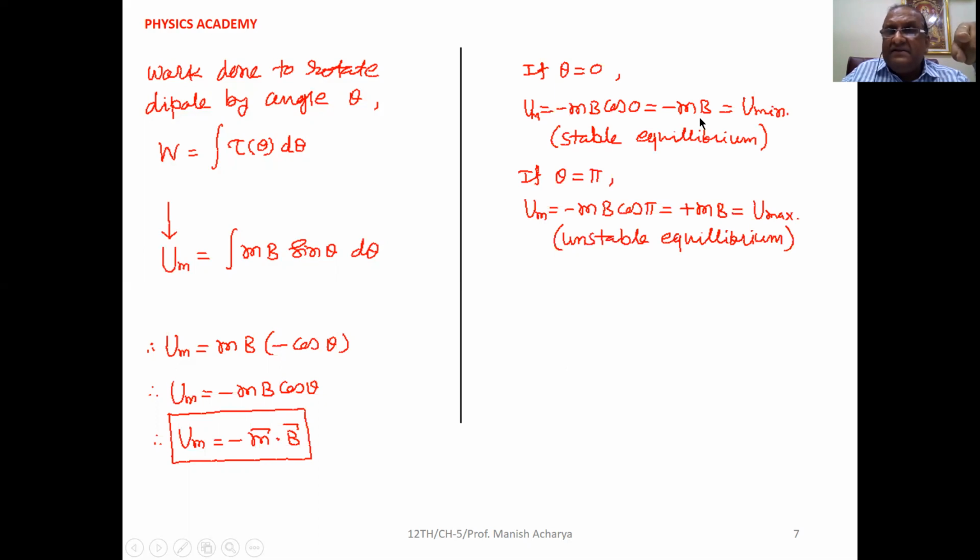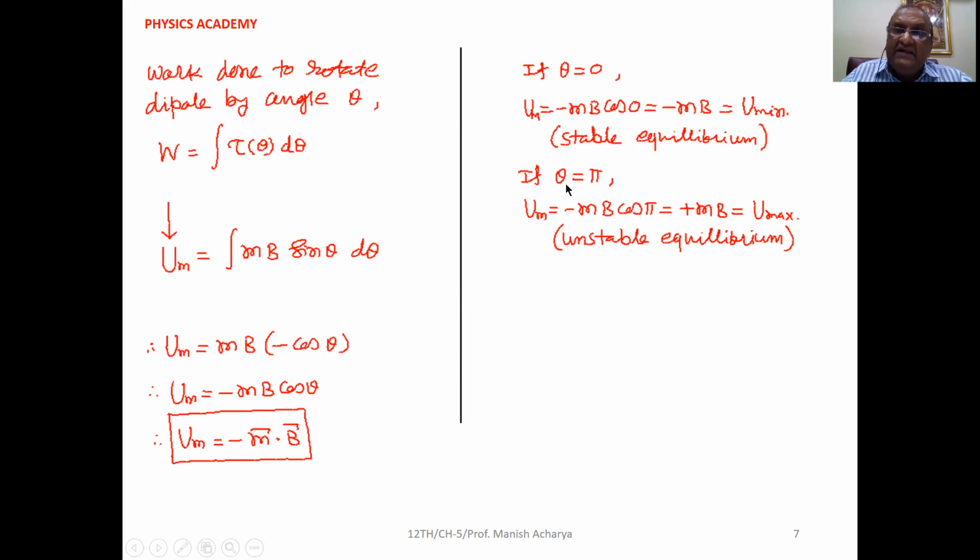And this one is the minimum potential energy. So when the dipole is aligned with the field, at that time its potential energy is minimum, and that is equal to minus mB. And this particular position of the dipole is called stable equilibrium.